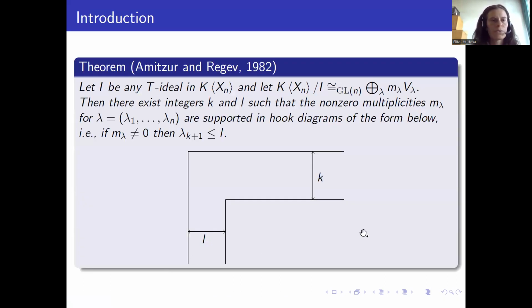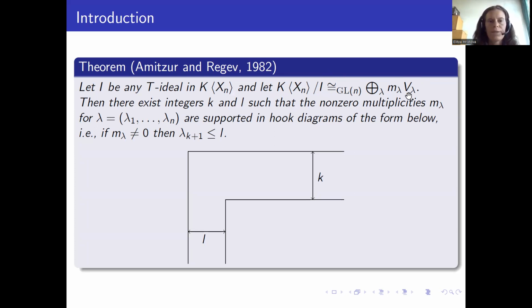So the first one is this classical theorem of Amitsur and Regev from 1982. It holds for any T-ideal I, so let me state it in this form. So we take any T-ideal of the free associative algebra k of x_n, and let us write the decomposition of the quotient as a GL_N module in this form.